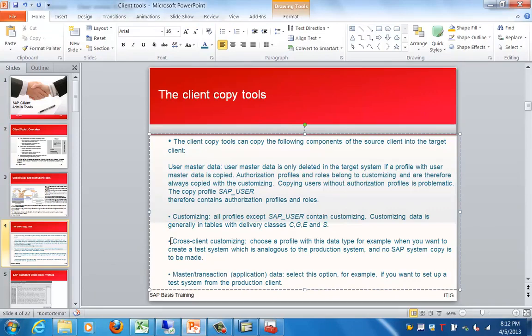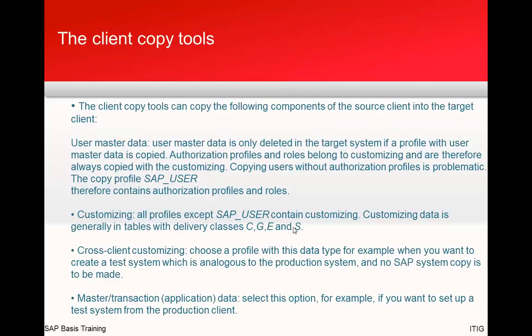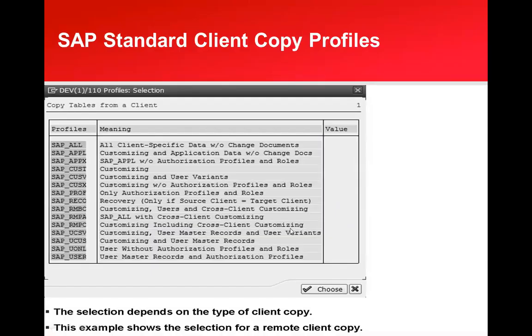Now cross-client customizing: choose a profile with this data type. For example, when you want to create a test system which is analogous to the production system and no system copies are to be made. Master transaction data: select the option, for example, if you want to set up a test system from the production client. Okay, now here you can see these are the different standard profiles which are available.